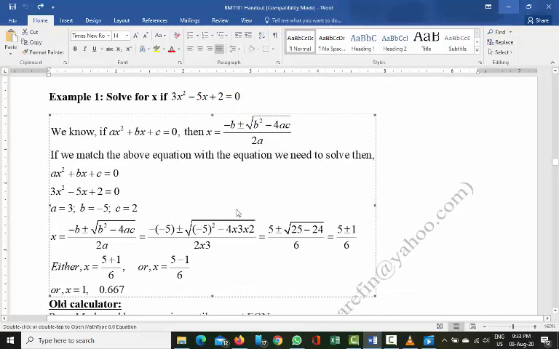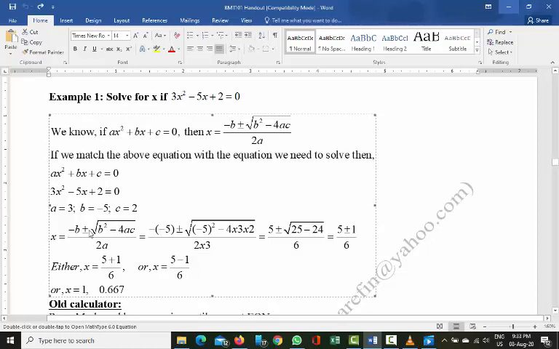If you input the values of a, b, c there, here a is equal to 3, and minus, this is the minus from the formula, and b is minus 5. B is minus 5. So minus b is plus 5. We will get plus 5 here.